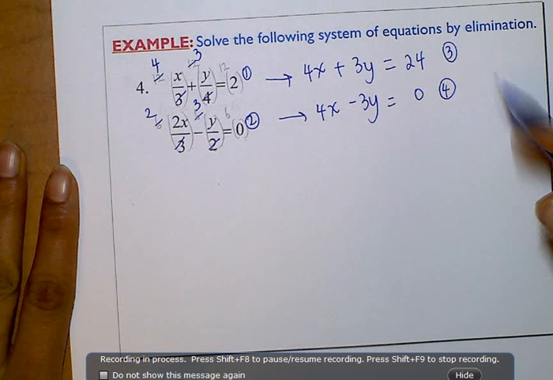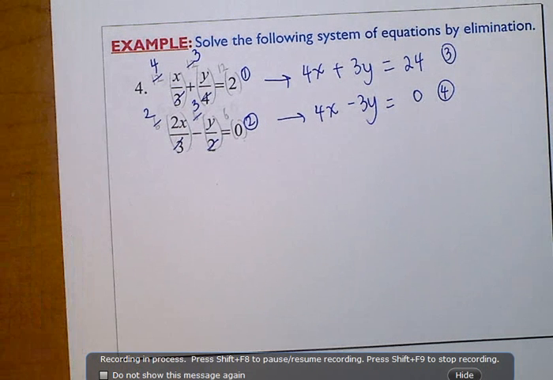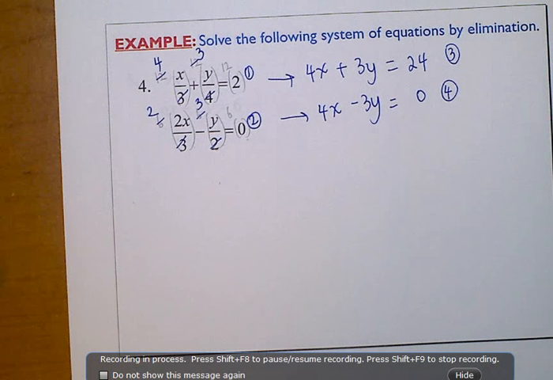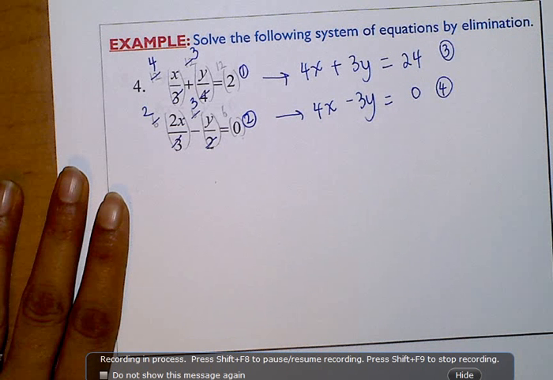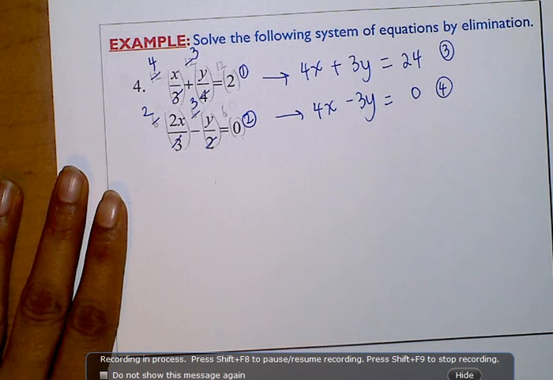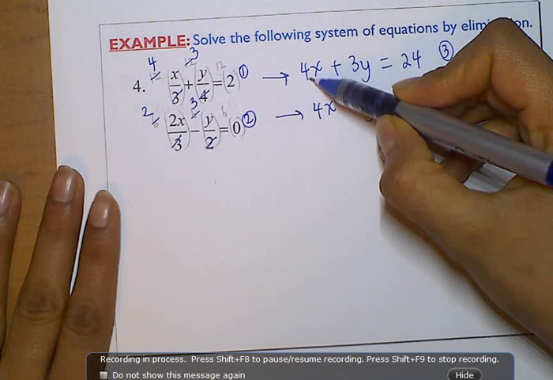Here I have same signs, so I can subtract. Here I have different signs, so I can add. It's a little bit easier to add than to subtract. So I'm going to add my equations to get rid of the y's. So 4x plus 4x is 8x. 3y plus negative 3y is 0y, so I eliminated that variable. And then 24 plus 0 is 24.